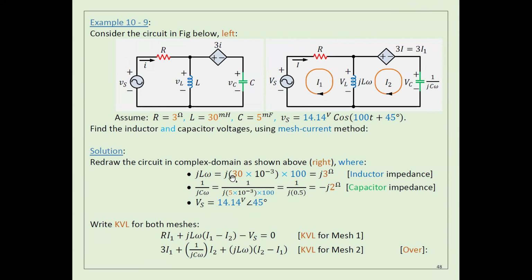So it should be I1 times R, plus I1 minus I2 times J omega L, all of that minus Vs equal to 0. Same thing, we can apply Kirchhoff voltage law here in the same way: I2 times this impedance, plus I2 minus I1 times this impedance, as we did before, nothing is new. Plus this source here, which is actually 3I1. Now you have 2 equations.